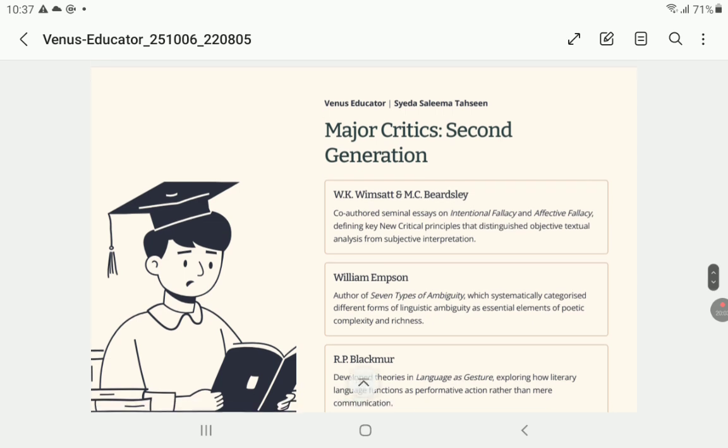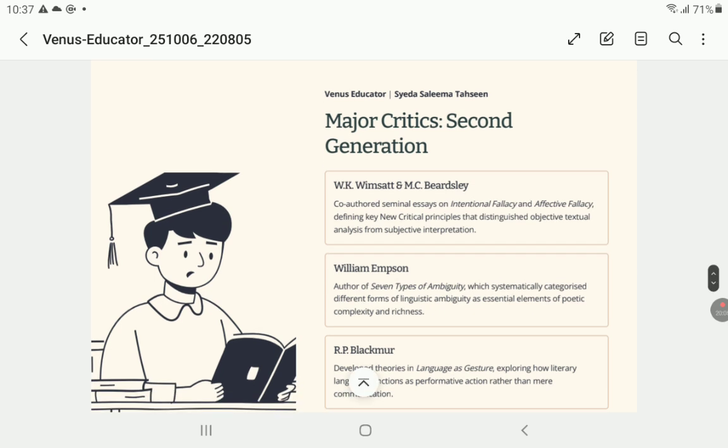Wimsatt and Beardsley. They co-authored seminal essays on the intentional fallacy and the affective fallacy, defining key New Critical principles that distinguish objective textual analysis from subjective interpretation. We have just discussed that, right?